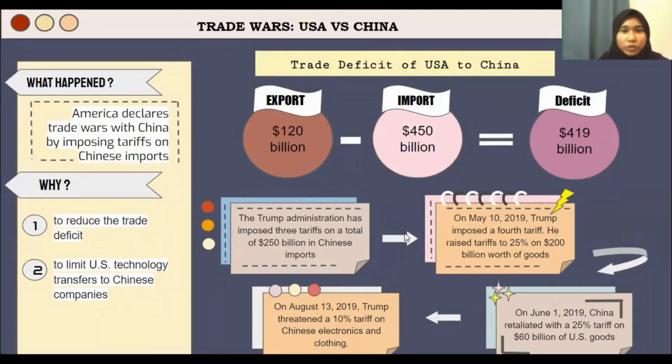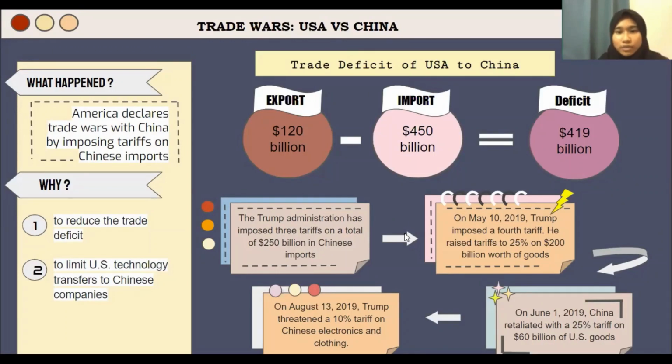Next, we move on to the trade war of USA versus China. So what happened actually? America declares a trade war with China by imposing tariffs on Chinese imports. Why did they do that? It is because they want to reduce the trade deficit and to limit the US technology transfers to Chinese companies.